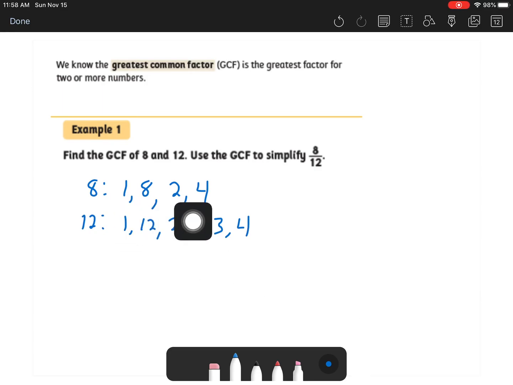Now when I look at all of these numbers, what's in common here? What I see in common is 4. I also see a 2 in common, but 4 is the largest of those factors, right?